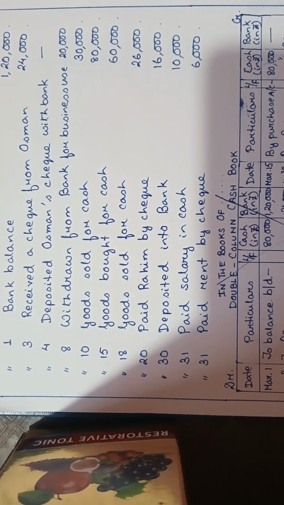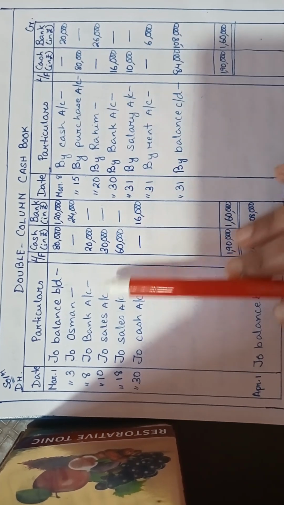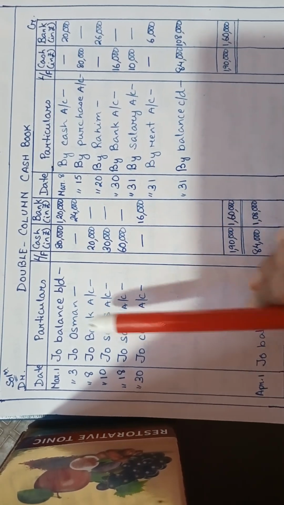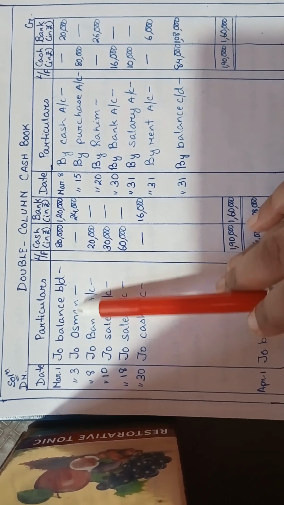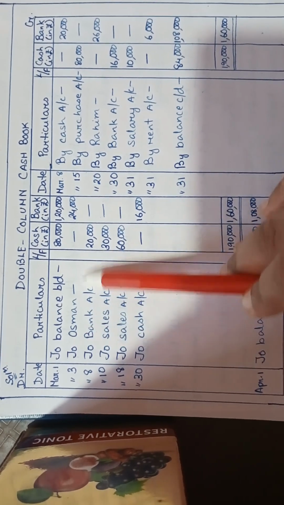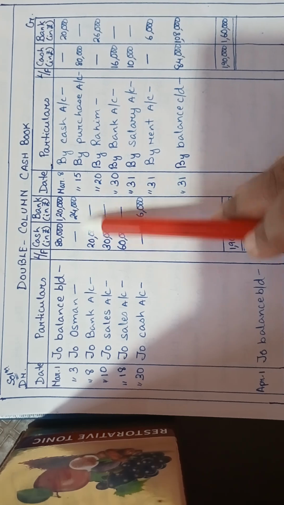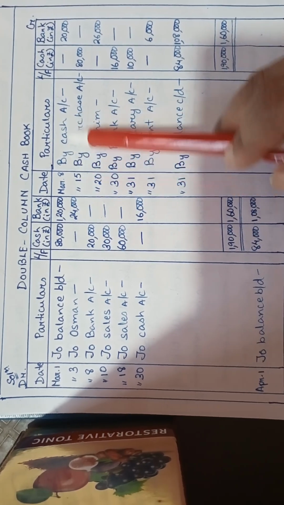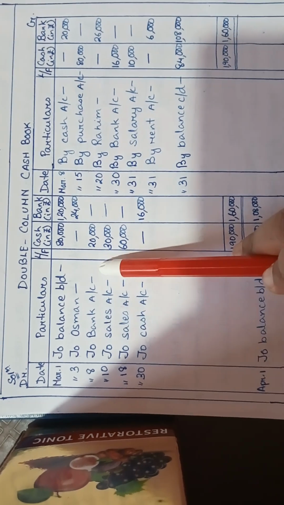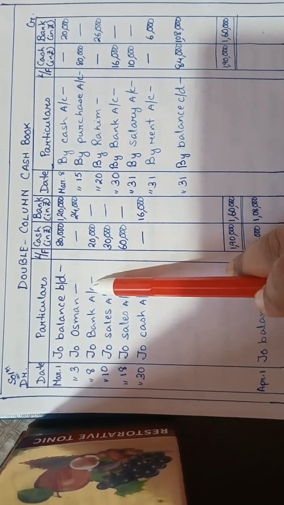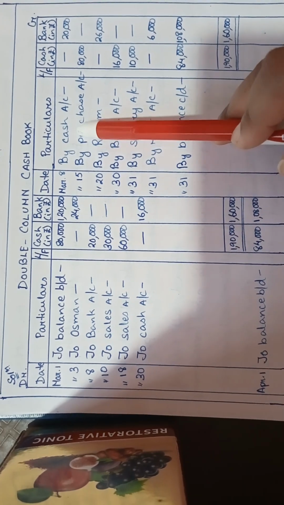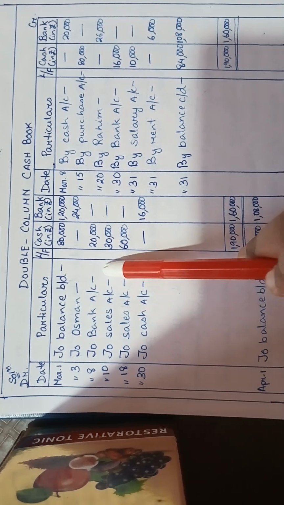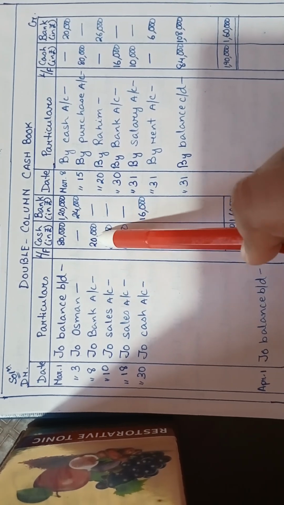Now you see the solution is here. Here the opening balance is given. Then you see received a check from Osman, so to Osman you have to put the amount in the bank column. Then there is a contra entry, cash account is debited to bank account. This is a contra entry, so cash account is debited, you have to put the amount in the bank column. To bank account you have to put the amount in the cash column.